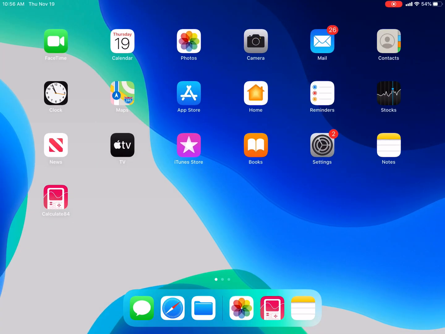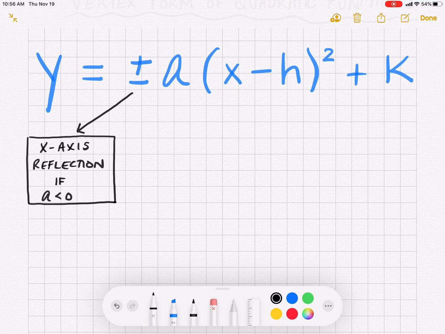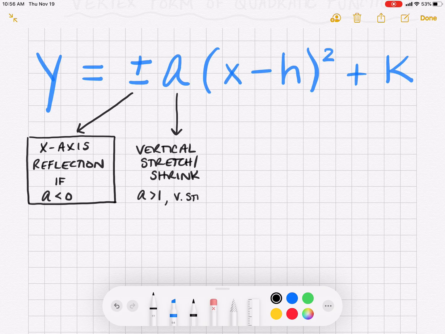So we already knew that the a was affecting the opening of the graph, but what we need to add to it is that it also affects the width of the graph. And what we call this is a vertical stretch or shrink. Okay, so if the a value is greater than 1, this is a vertical stretch, and it's going to make the graph more narrow because we're taking the graph and stretching it vertically.